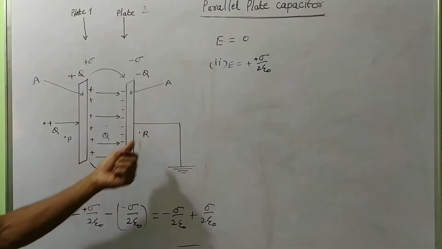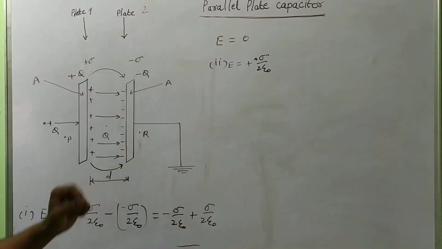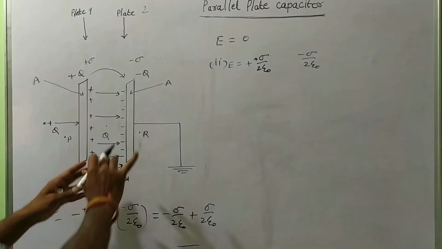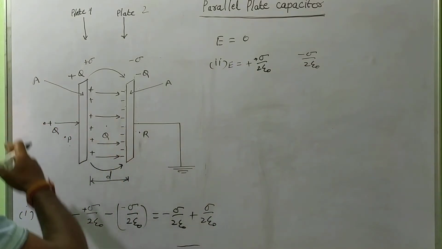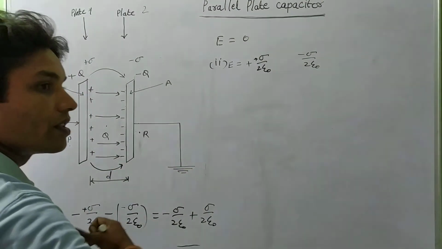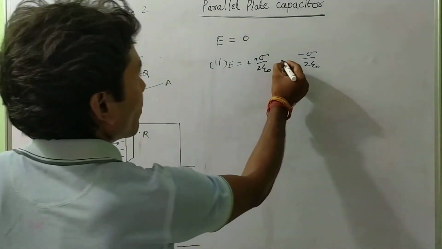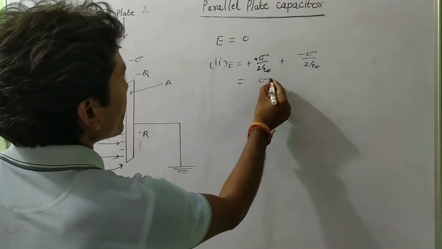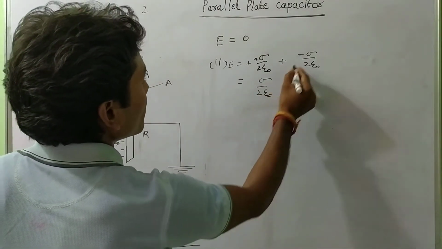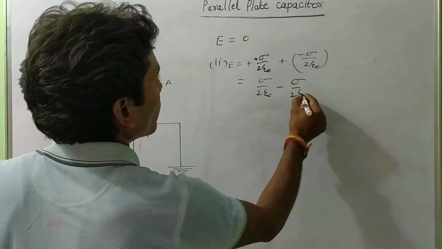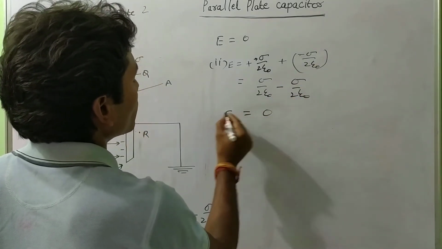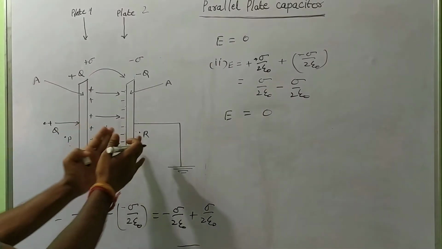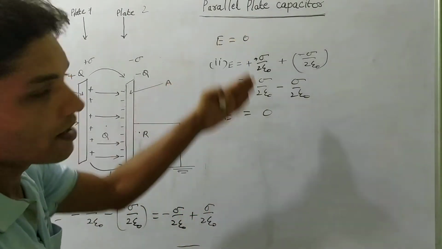Now the electric field at point R due to the second plate will be minus sigma upon 2 epsilon naught, and we are going from left to right, along the plus x-axis, so this will be positive. Now the total is sigma upon 2 epsilon naught plus minus sigma upon 2 epsilon naught, which equals 0. So the electric field outside the capacitor is 0.